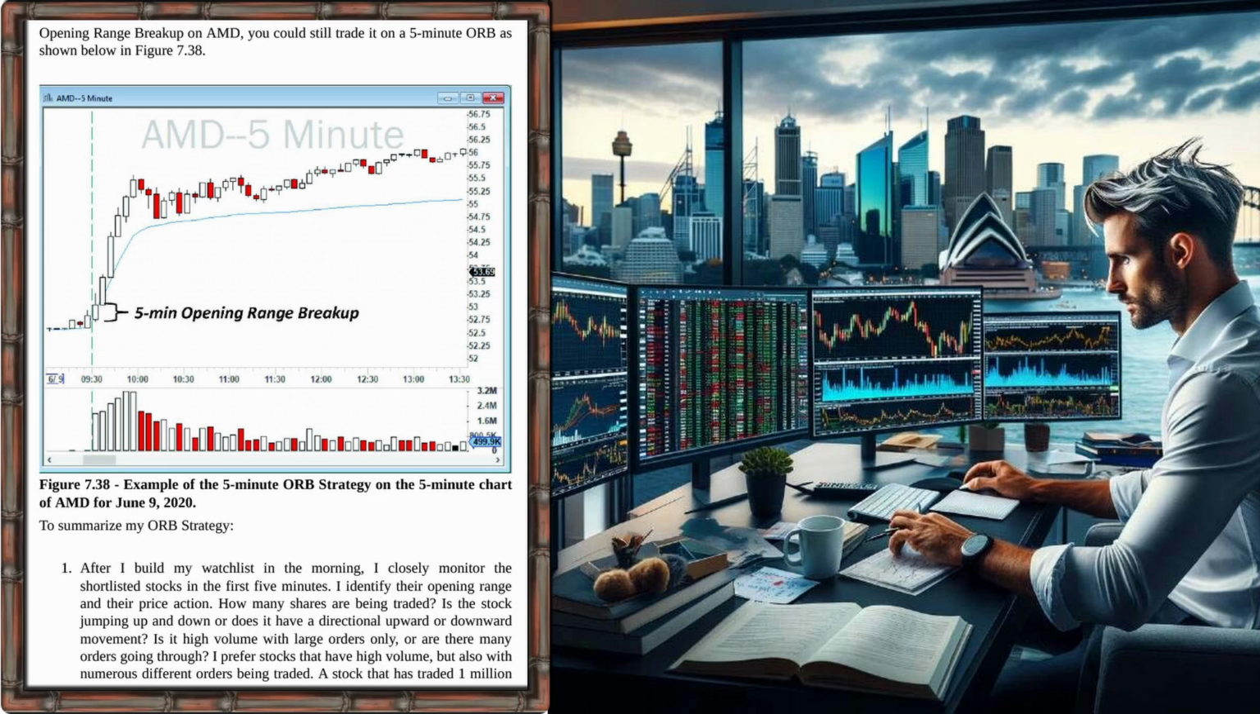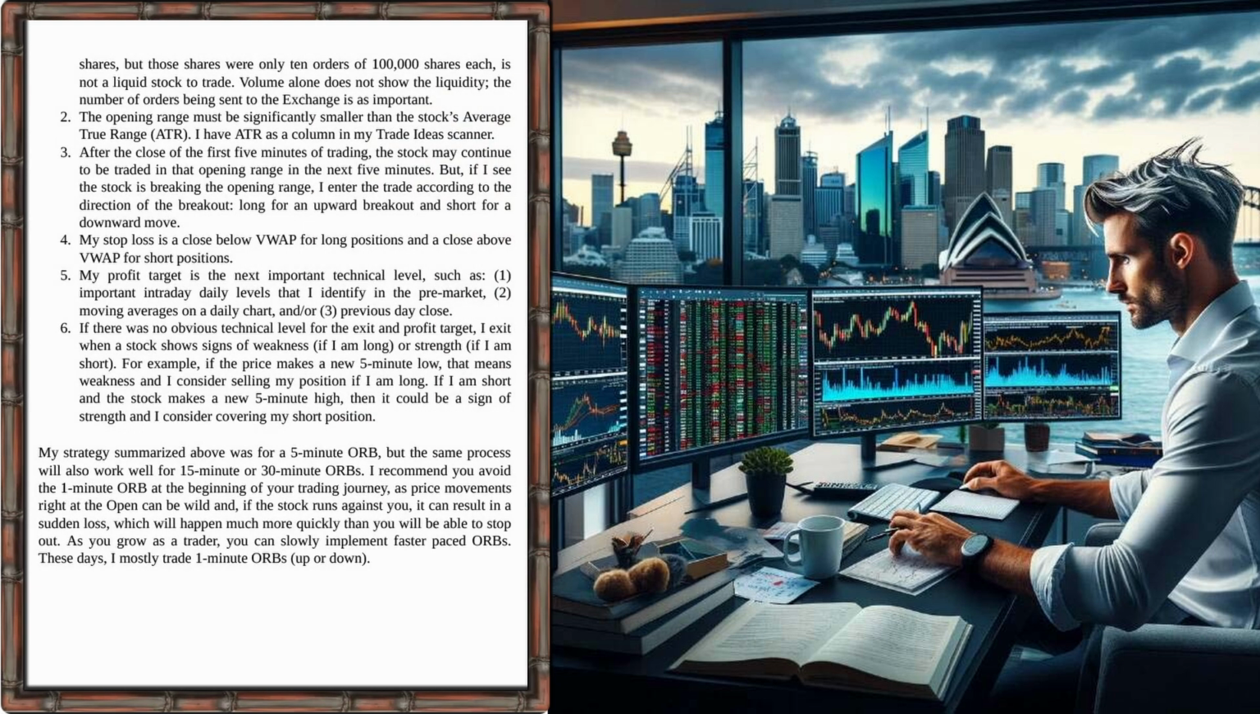A stock that has traded 1 million shares, but those shares were only 10 orders of 100,000 shares each, is not a liquid stock to trade. Volume alone does not show the liquidity. The number of orders being sent to the exchange is as important. 2. The opening range must be significantly smaller than the stock's average true range, ATR. I have ATR as a column in my Trade Ideas scanner.